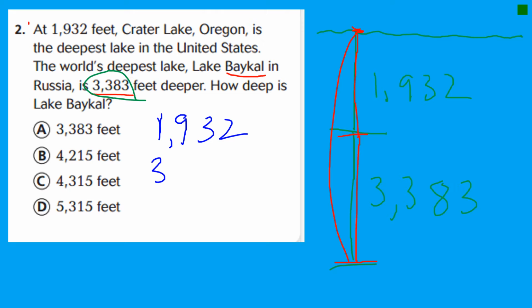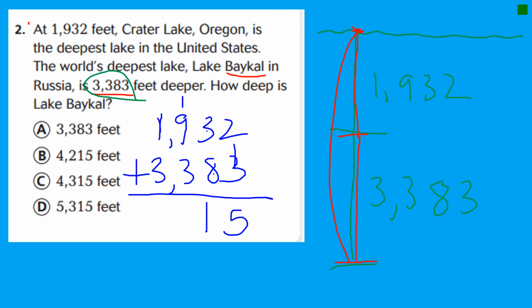Okay, 1,932 plus 3,383. So 3 plus 2 is 5, 8, 9, 10, 11, 1, 1. Regrouping. Oh, here, look at this. I can make a 10. I love when I can do that. So that's 9, 10, and then just mental math. 10 plus 3, 13. I always look for those make a 10s. And then 3, 4, 5. Lake Baikal, I don't think that's how you say it, is 5,315 feet.